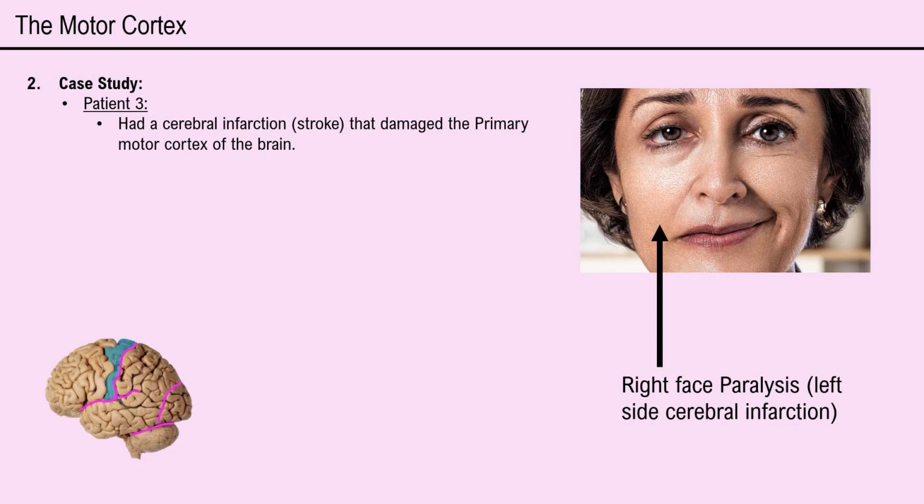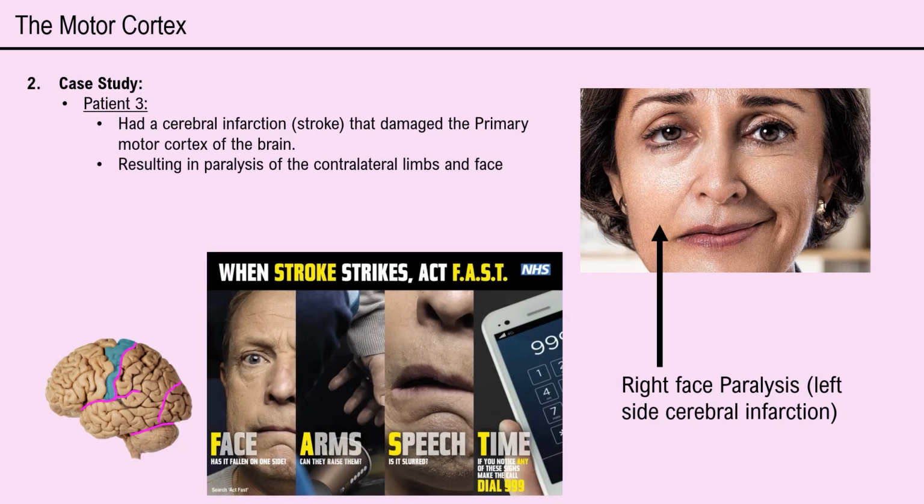So we know that the damage is to the primary motor cortex of the face. We also know that the primary motor cortex innervates contralaterally. Therefore, if the right arm and right face are paralysed, it must be the left primary motor cortex that is damaged. If we look at this widely publicised poster, we can see that these are recognised symptoms of a stroke.